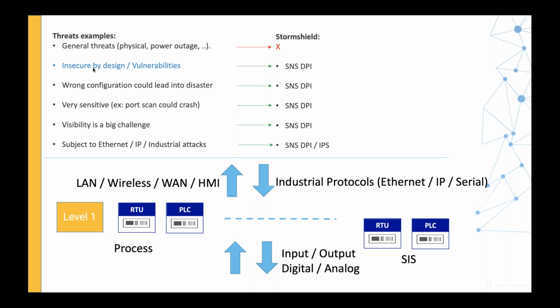They are very sensitive, and the moment you touch them, it will cause a crash, and it happens many times. That's why it's not really a good approach to perform some active reconnaissance at this level. It's mostly a passive way. That's the way you can collect information about the network that you have. Visibility is a big challenge, yes, and it's something we are also providing an answer to.